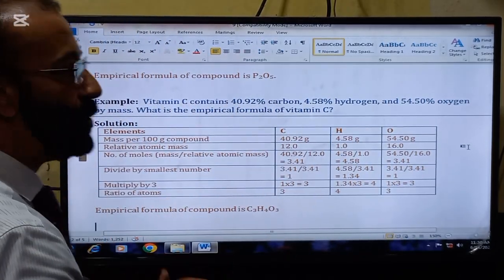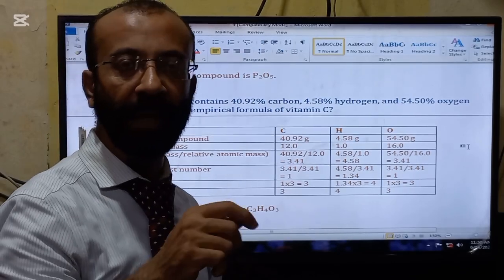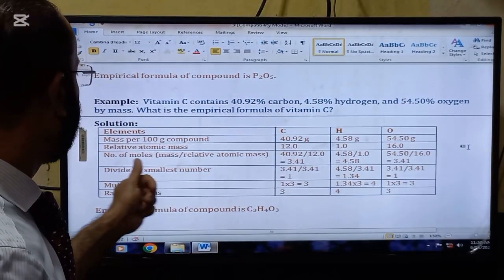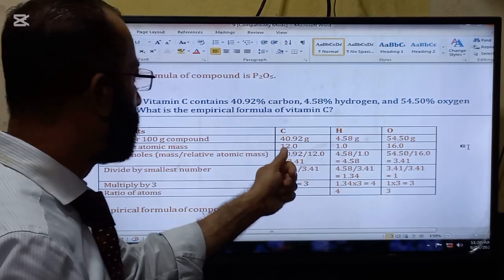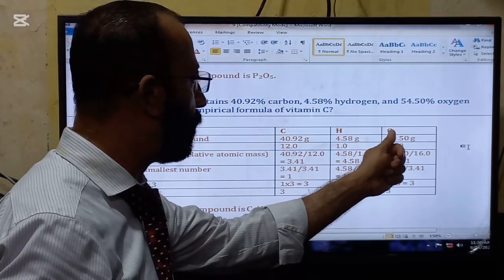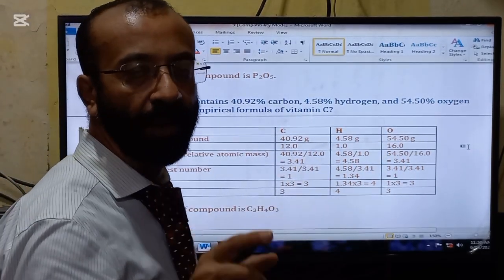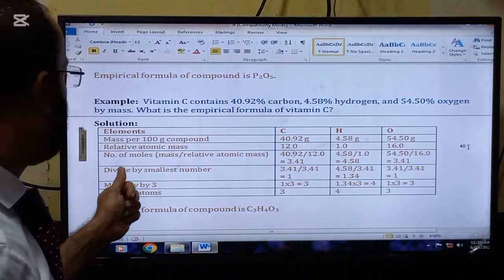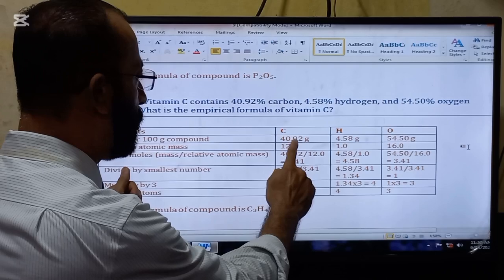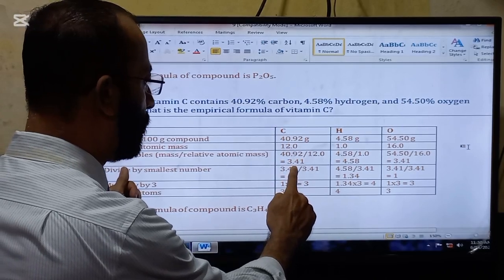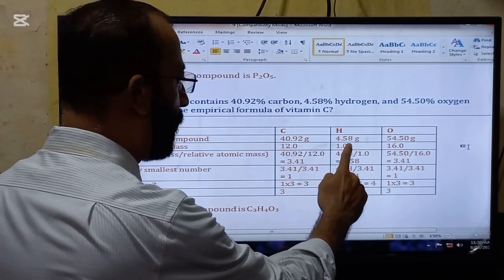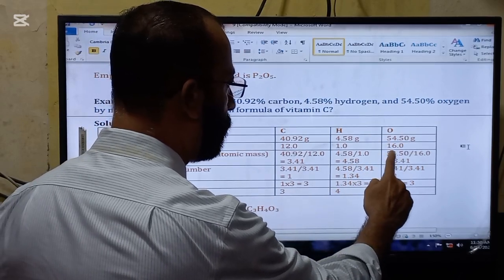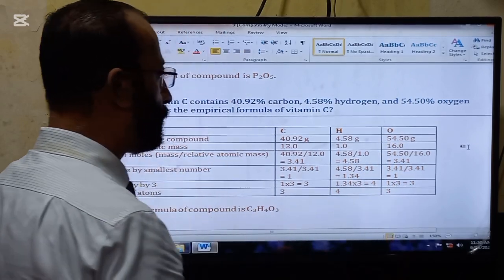Next step will be, we will use the periodic table to write the relative atomic masses of the elements. So the relative atomic mass of carbon is 12, of hydrogen is 1, and oxygen is 16. Next step, we will find the number of moles of each atom. So the number of moles is 40.92 over 12, which is equal to 3.41. 4.58 over 1 is equal to 4.58, and 54.50 over 16 is 3.41.